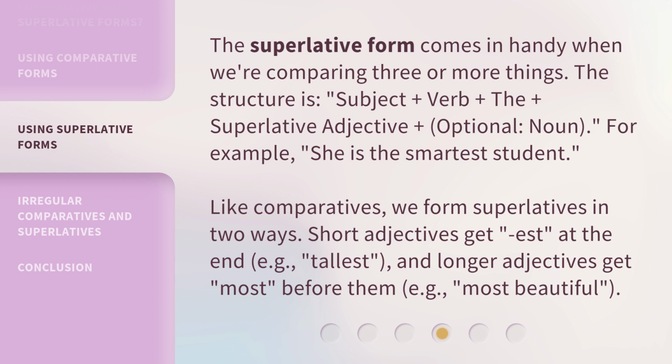Like comparatives, we form superlatives in two ways. Short adjectives get "est" at the end, e.g., tallest, and longer adjectives get "most" before them, e.g., most beautiful.